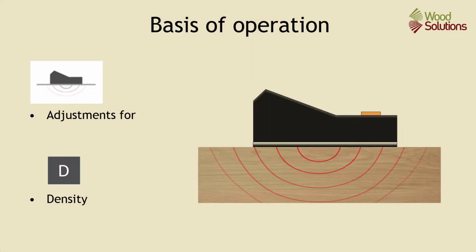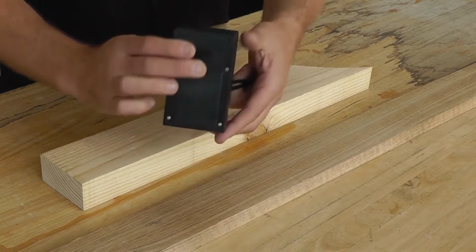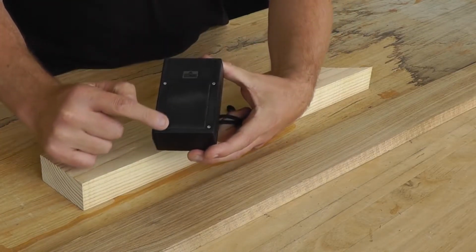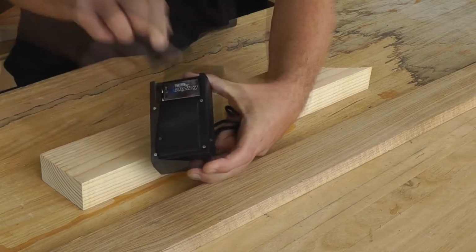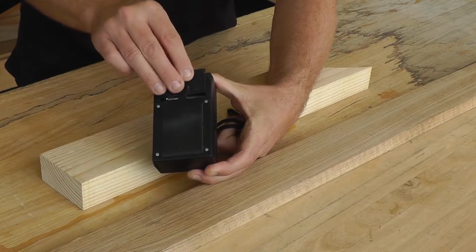The basis of operation for an electric capacitance meter is that they generate an electric field and then measure the capacity of timber to store an electric charge. As the timber's moisture content and density affect its capacity to hold the charge, measuring capacitance indicates a wood's moisture content. Electric capacitance meters require a plate to generate the electric field, and a battery-powered meter that converts the measured capacitance to a moisture content reading.